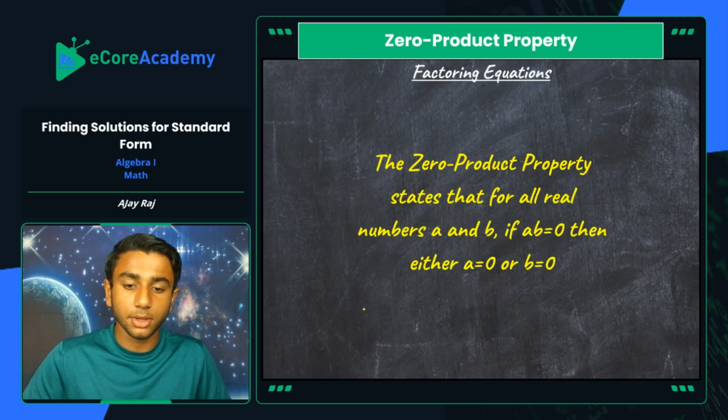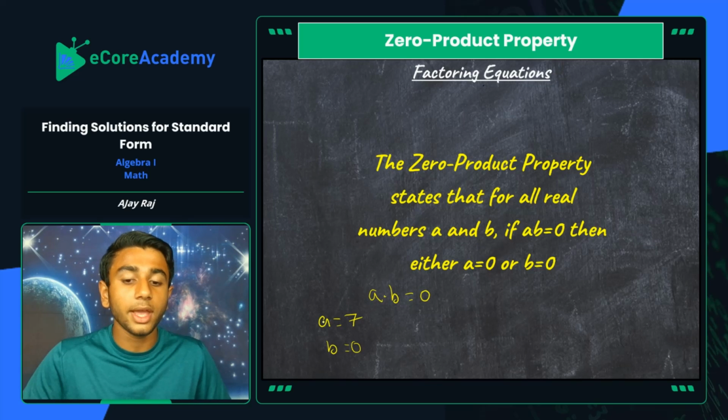So let's take this example here. If we know that a times b equals 0, and we know that a equals 7, then we automatically know that b equals 0. Vice versa, if b equals 7, then we automatically know that a equals 0, or both a and b can equal 0.